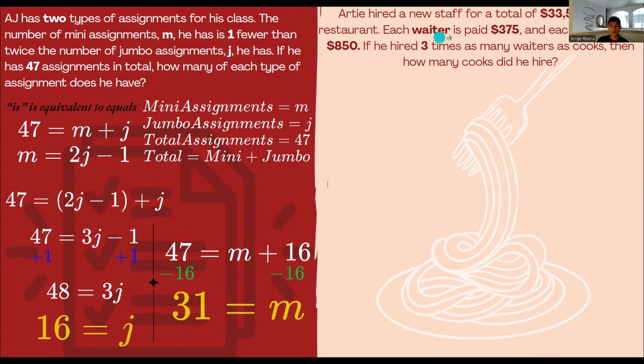So he already hired new staff for a total of $33,575 for his restaurant, right? So each waiter is paid $375 and each cook is paid $850. If he hired 3 times as many waiters as cooks, how many cooks did he hire? So we're saying here he hired 3 times as many waiters, right? So what is that saying?